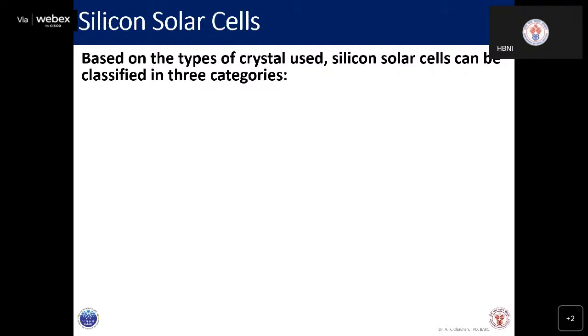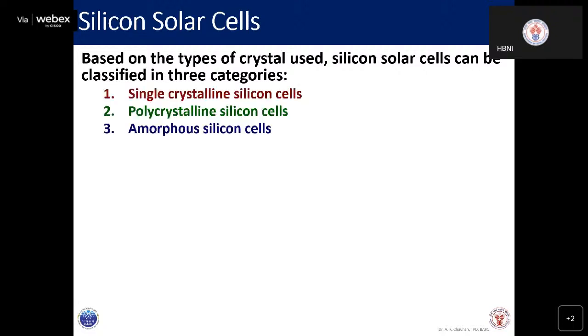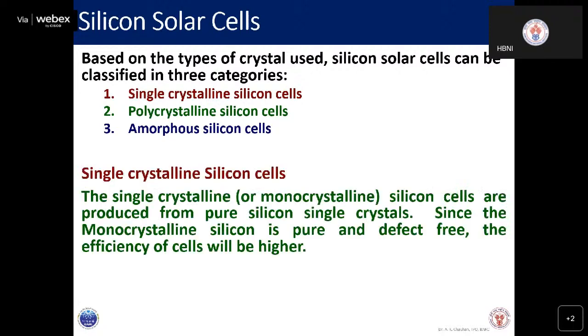Now, based on the types of crystals used, silicon solar cells can be classified into three categories: single crystalline silicon solar cells, polycrystalline silicon solar cells, and amorphous silicon solar cells. Single crystalline solar cells are those where a monocrystalline silicon crystal, a pure single crystal, is used to make the entire solar cell. Since the monocrystalline is pure and defect free, the efficiency of this kind of solar cell is the maximum.